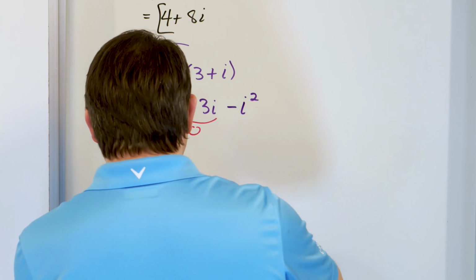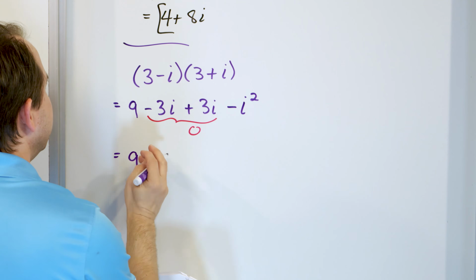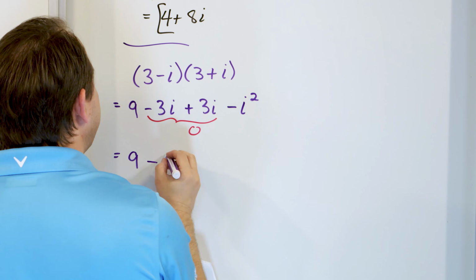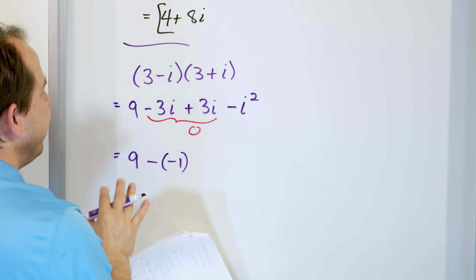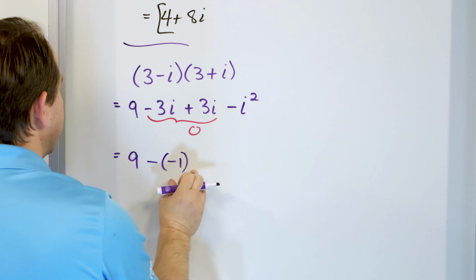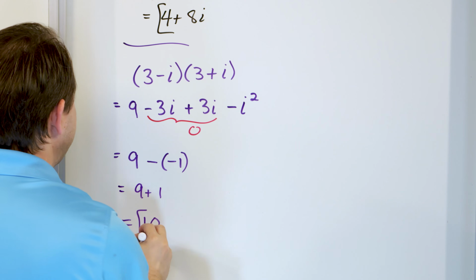And also, the i squared is going to give you a negative 1. So you have to be careful with the signs. You have 9. Ignore all this because it's 0. The minus sign is still there, but the i squared is replaced with negative 1. Don't do too many things at once. Write it as 9 minus, and replace this with negative 1. So you get 9 plus 1, so you get 10. So the answer is actually 10.